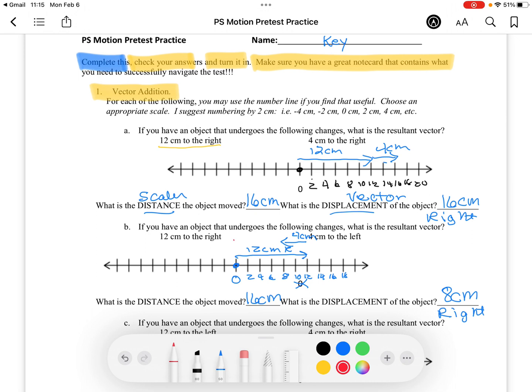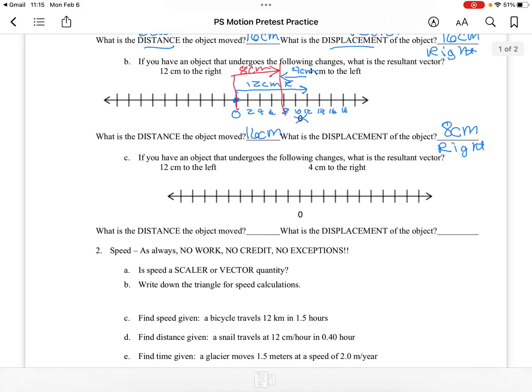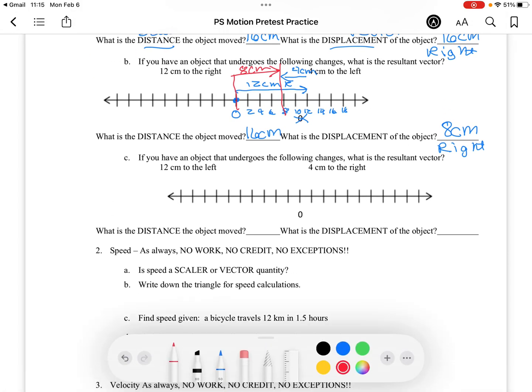So my distance will again be 16 centimeters because we add both vectors. And my displacement will be 8 centimeters right, because my displacement will be my total distance right here, 8 centimeters. This is my displacement, 8 centimeters right. And I think I'm going to have to turn this off, move this up, turn this back on.